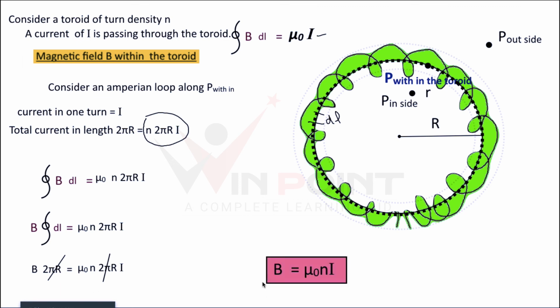So both equations are the same. Whether it is a toroid or a solenoid, the magnetic field will be mu 0 N I. In the toroid, outside the toroid there is no magnetic field, inside the toroid there is no magnetic field, and only within the toroid there is a magnetic field. In a solenoid also, outside the solenoid there is no magnetic field, only in the solenoid there is a magnetic field.